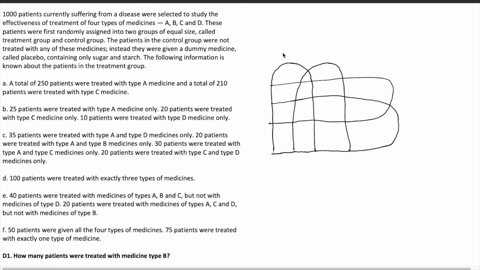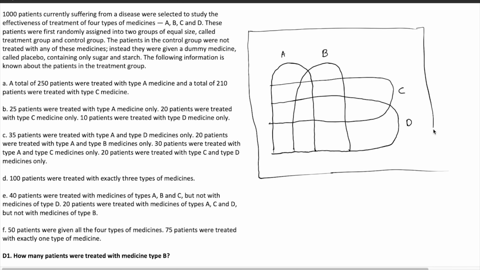Okay, so this is our diagram. We have 4 different medicines, A, B, C and D. The total number of patients was 1000, which we will represent using this universal set. And they are divided into 2 equal parts.